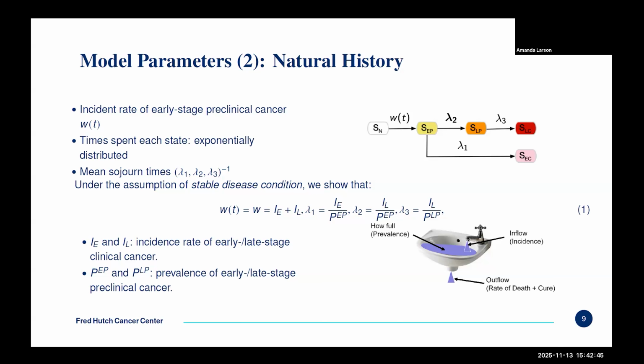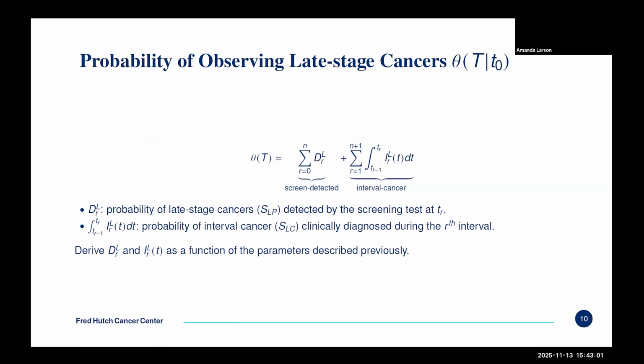So the mean sojourn times come with the exponential distribution assumption. And all these incidence parameters can be obtained from sources like SEER data and some others. And now with all those parameters specified, we can derive the probability of observing late-stage cancers.